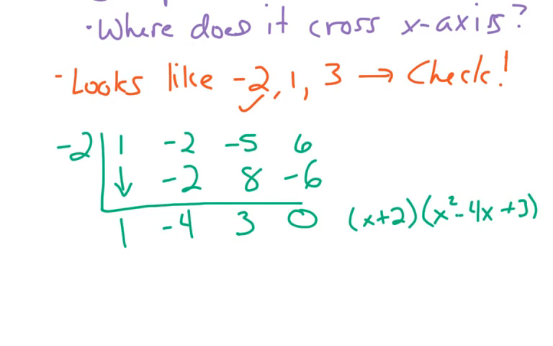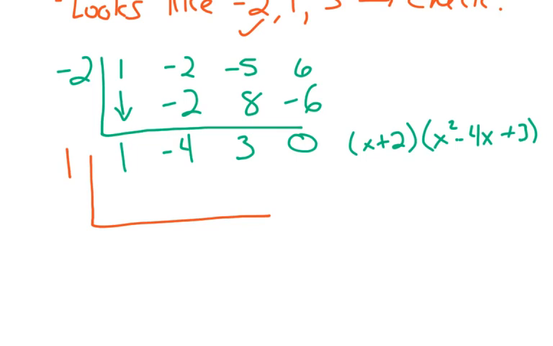And I'm not going to use these original numbers. I'm going to use these numbers down here. Okay, so then it's fewer numbers to work with. And that way we can keep working this down even smaller. Okay, so we'll bring down the 1. So 1 times 1 is 1. Negative 4 plus 1 is negative 3. Times 1 is negative 3. And then we do get 0 again.